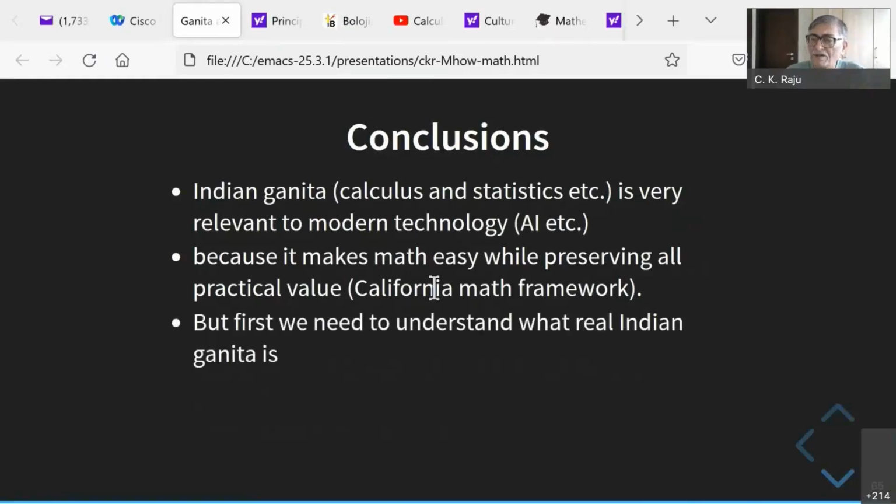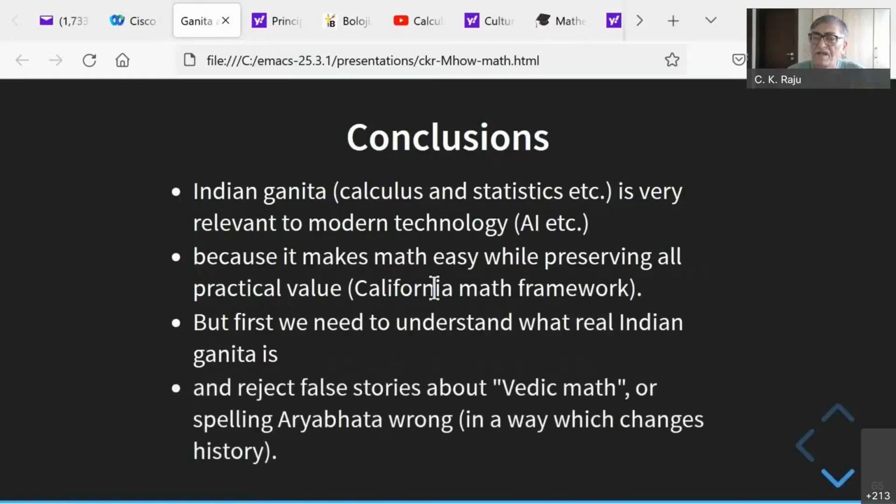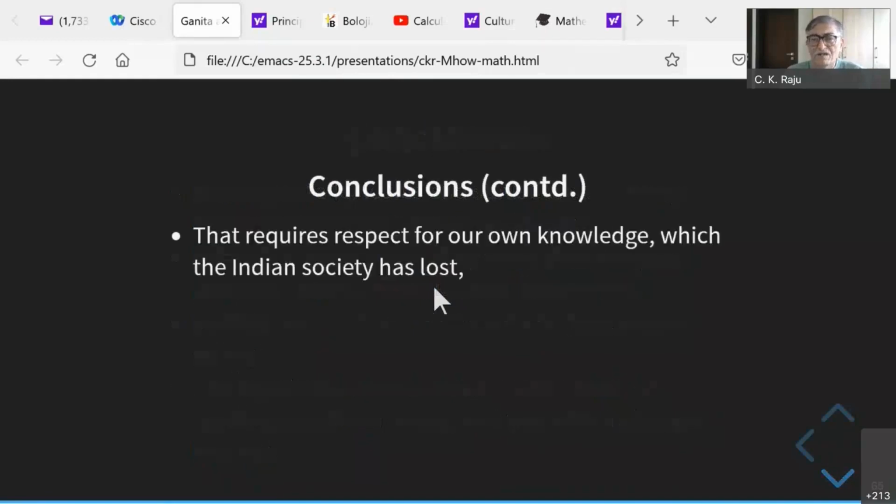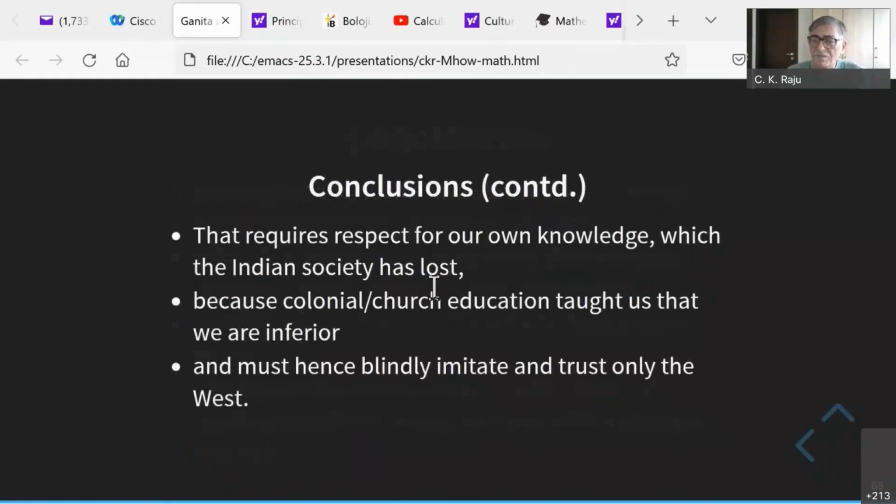But first we need to understand what real Indian Ganit is and reject these false stories about Vedic math or Aryabhatta, and that requires that we respect our own knowledge, which respect is what Indian society has lost, because colonial education taught us that we are inferior and we must blindly imitate and trust everything Western.